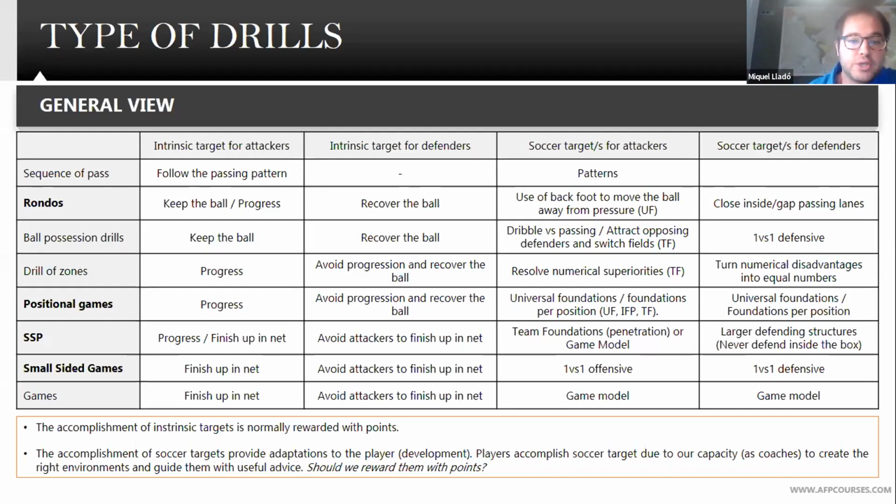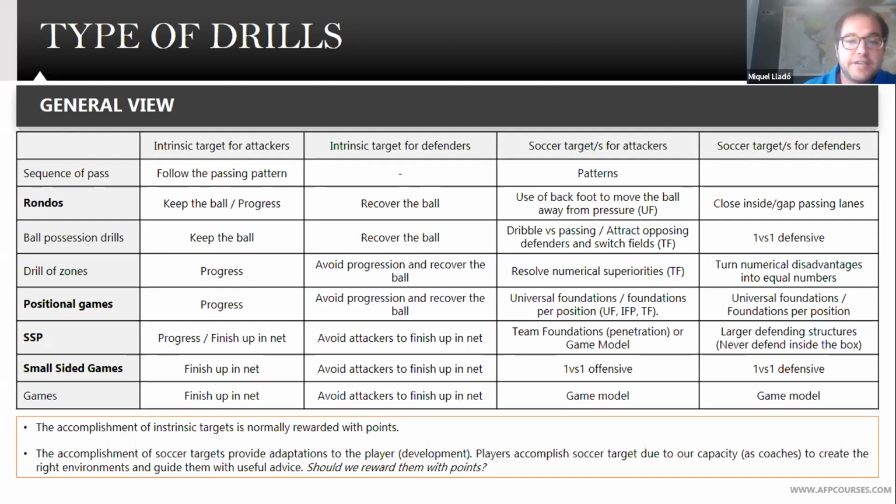Positional games, as you see here in the row of positional games, the intrinsic target of a positional game is to progress. Positional games, as I will explain later, have positions. The fact that a positional game has a position means that there is a direction, and if there is a direction, it means that the players are supposed to move the ball forward from a beginning zone to an end zone. SSPs, the same.